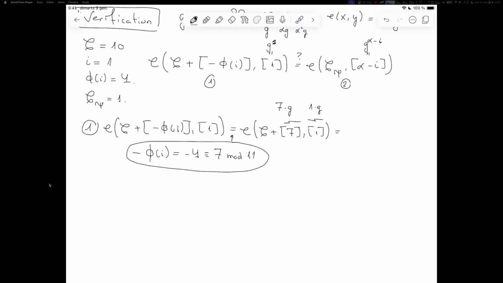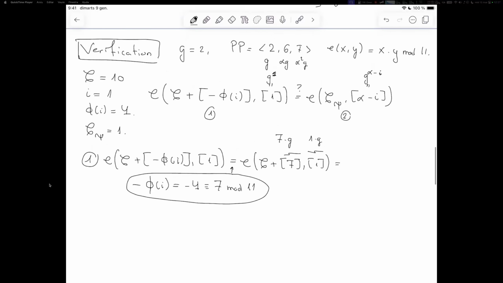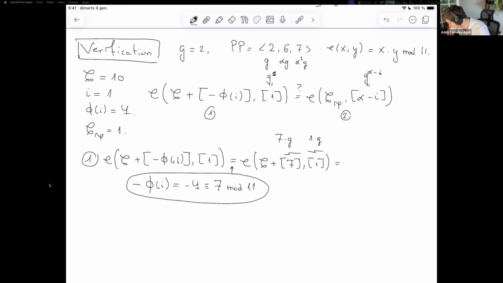So 7 times G, what will it give us? 7 times 2 will be 14, and 14 mod 11 will be 3. And 1 times G will be 2. Don't worry about the mod until the end. First compute all the things inside here and here, then we forget about the modulus. The modulus we're going to do at the end of the expression. So first we're going to compute that, sum that, then apply the definition here, and then at the end we're going to do the modulus.